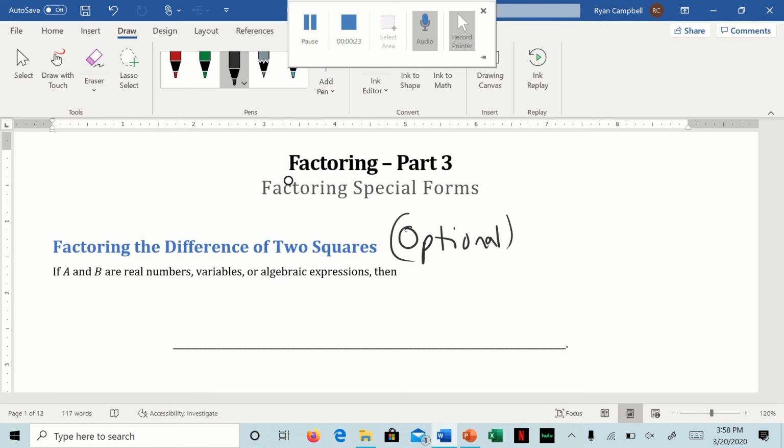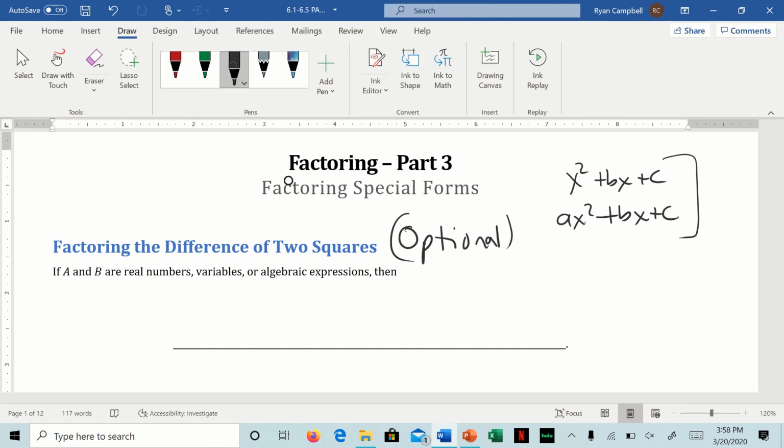If you don't want to learn this, if you feel very shaky on the other stuff, you can always do what we're about to do using the longer way, right? Using either the x squared plus bx plus c method or the ax squared plus bx plus c method. Anything from those last two videos, you absolutely can do. That is not a problem at all. However, this is just kind of a shortcut. So if you want to know a shortcut for some types of problems, here we go.